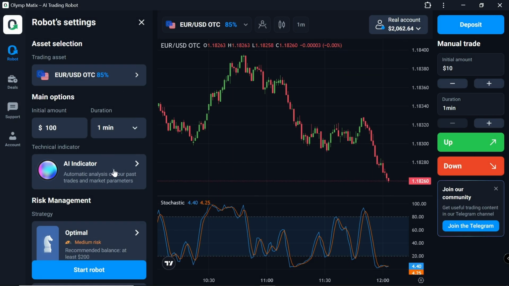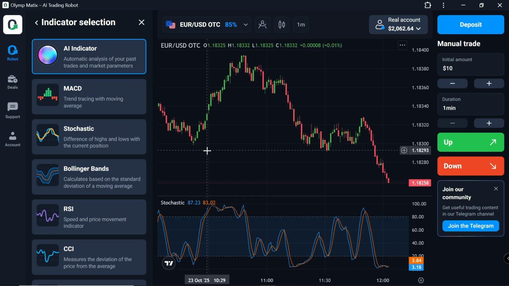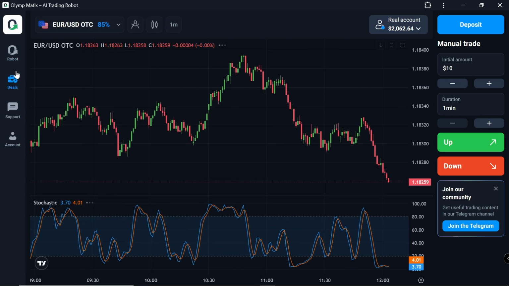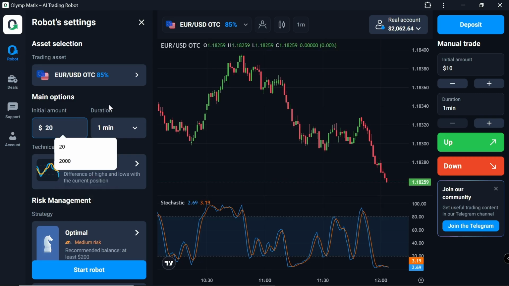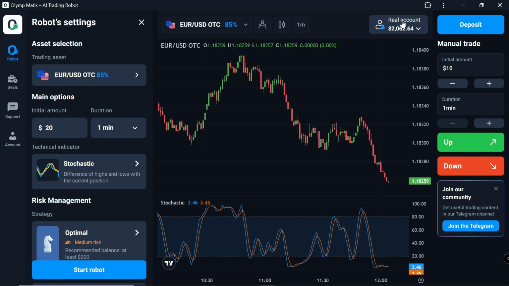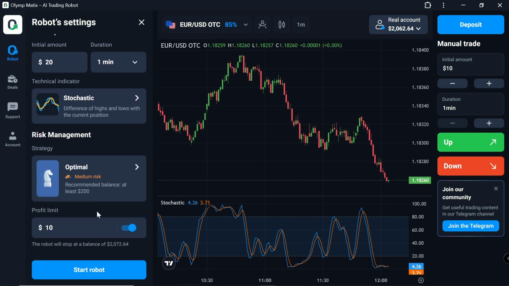So we're going to be using the stochastic indicator. How we're going to choose that, we're going to go on technical indicator and then click there, and the stochastic is over there. You understand? And then I'll be using Euro USD for the pair, and on my initial trade amount I'm going to be using $20 right now because I'm already at 2000 and that's good. And then our target is going to be $200.